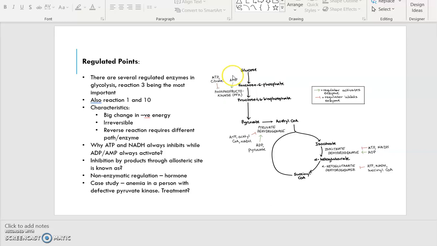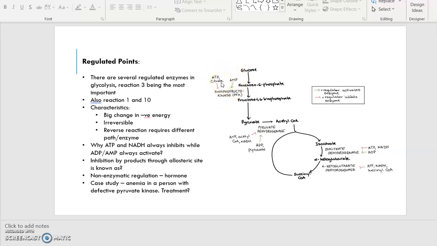ADP is two phosphates, which means the cell is starved of energy. They don't have enough energy, so they stimulate the process of glycolysis. But if the cell contains lots of ATP, the complete form of energy molecule, and also citrate, it shows that the cell already has enough energy, so they will inhibit the regulator points. These are the two most common ones.